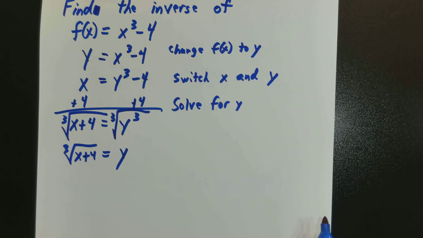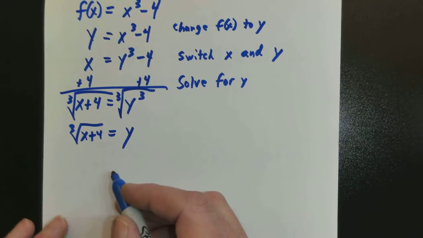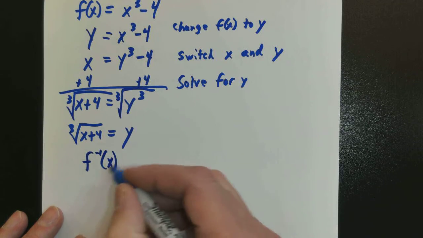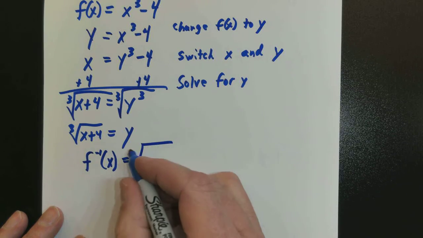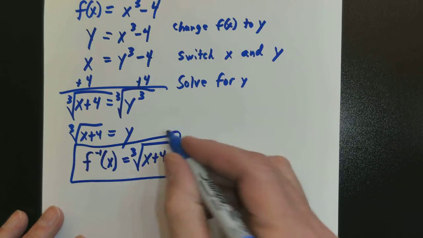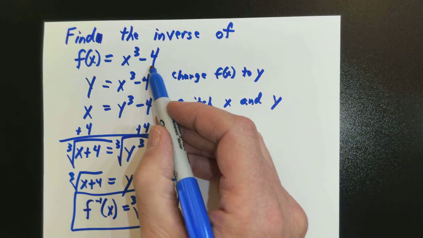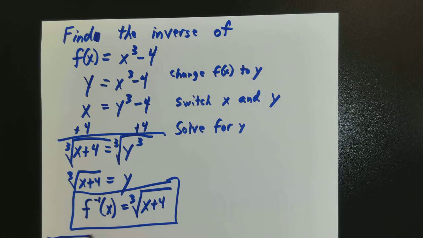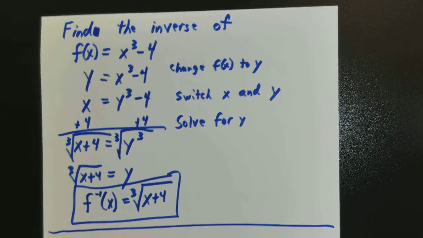Ryan? Instead of y, you want to put f inverse of x. Okay. f of x is x to the third minus 4. The inverse of f of x is the cube root of x plus 4. Any questions? All right, let's do it for one more, and I'll be done up here.